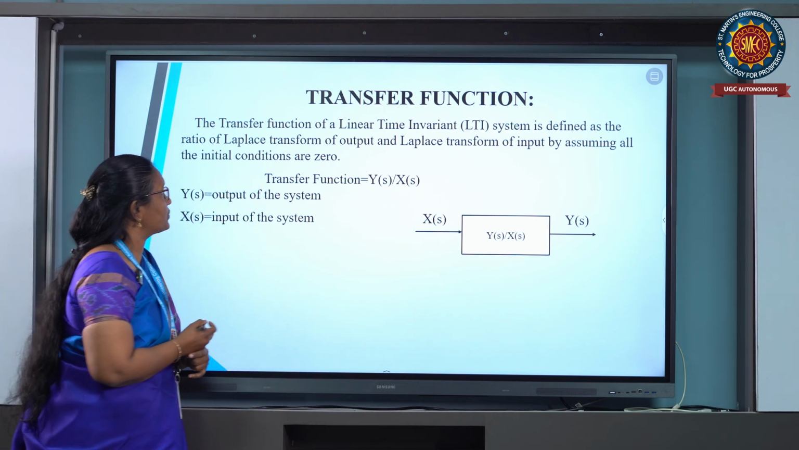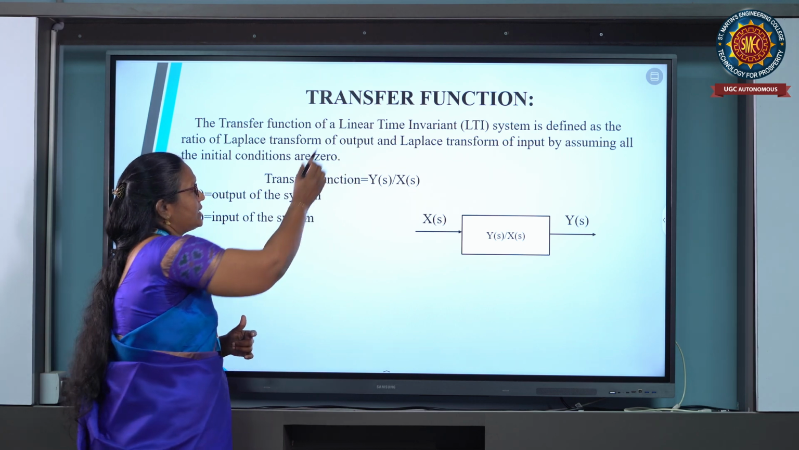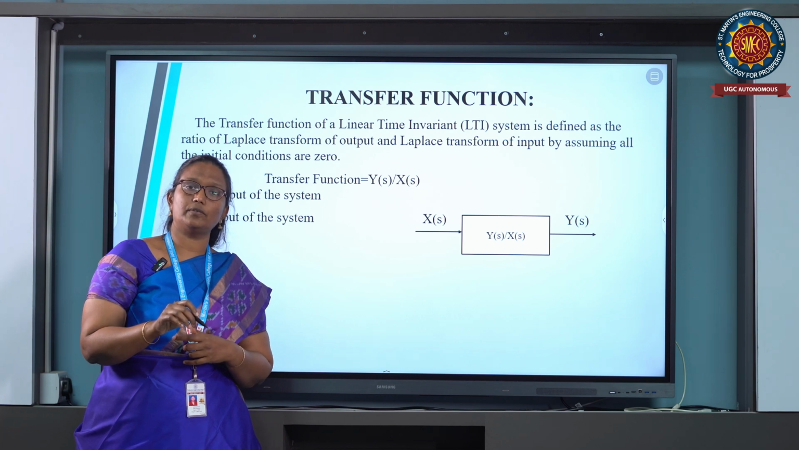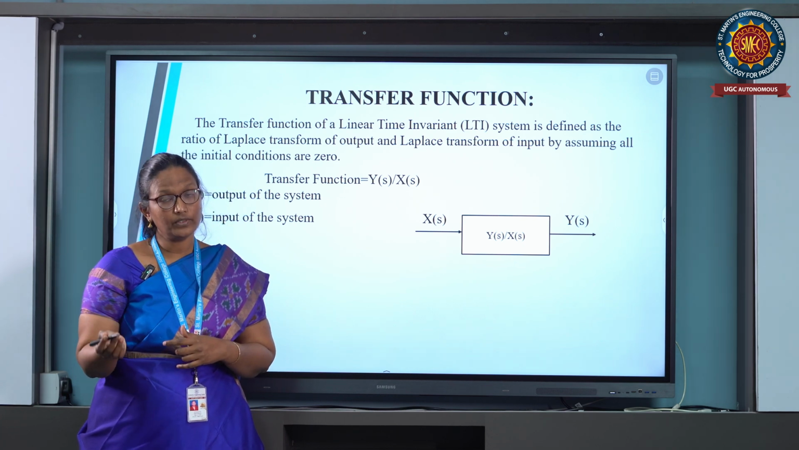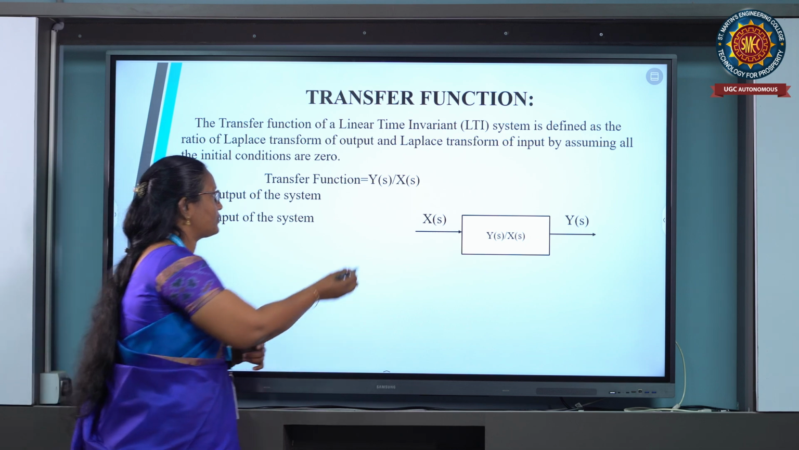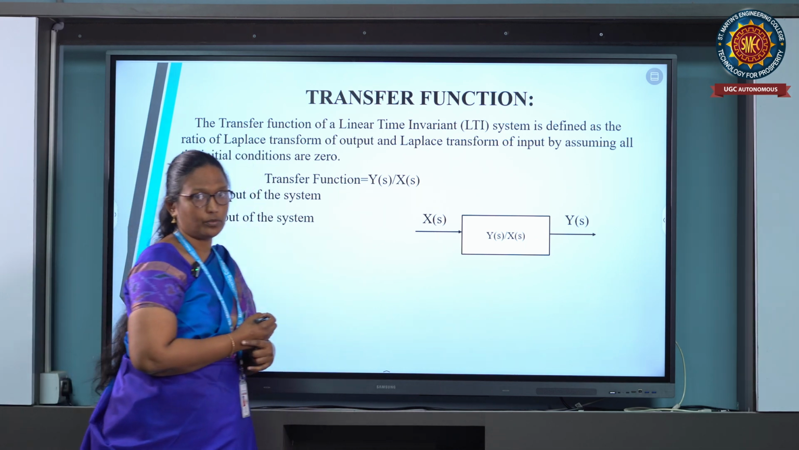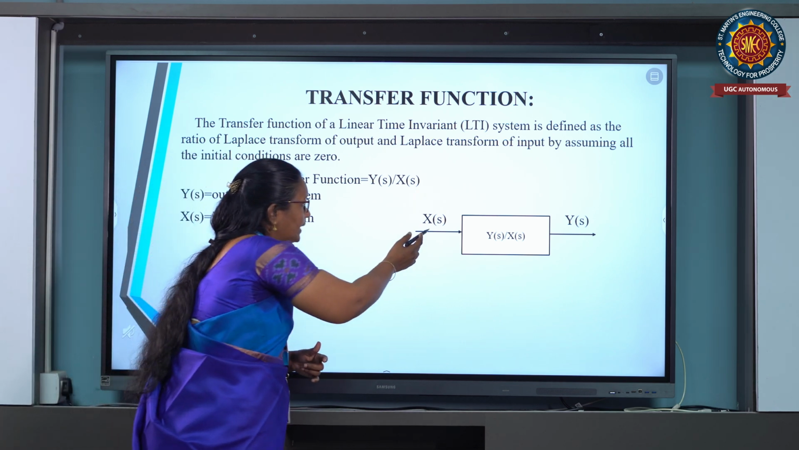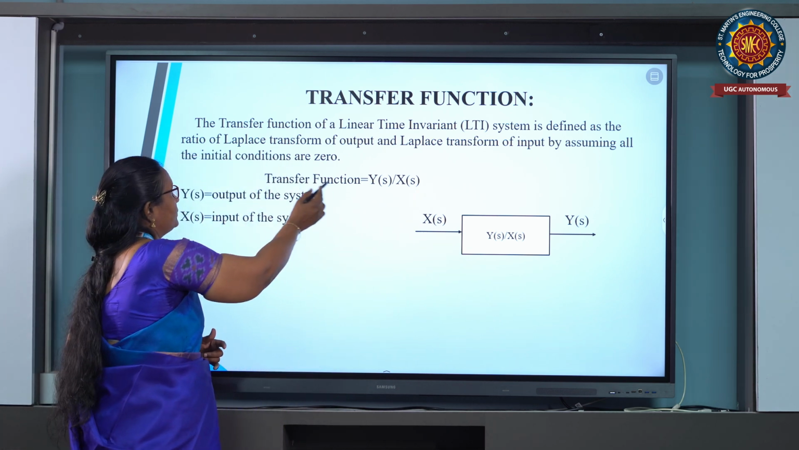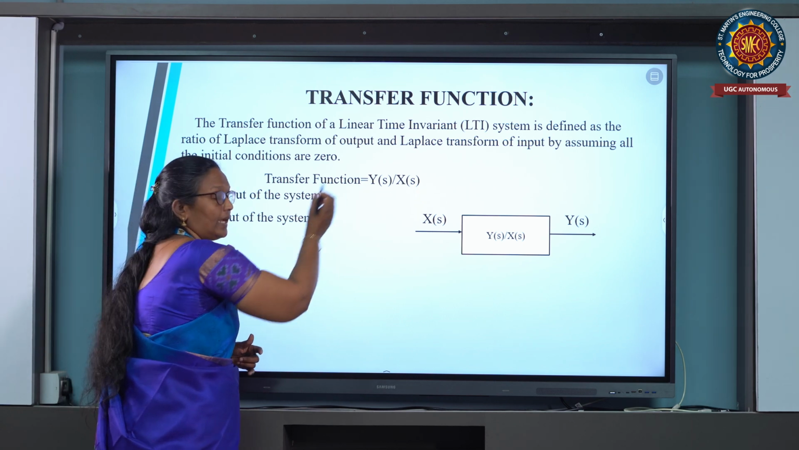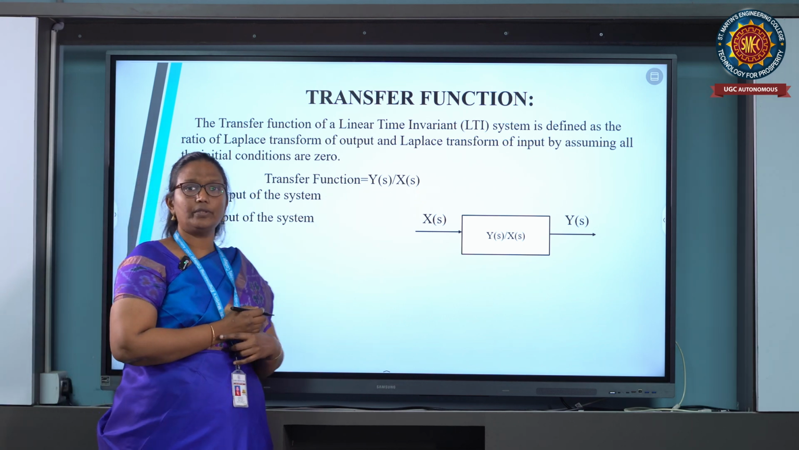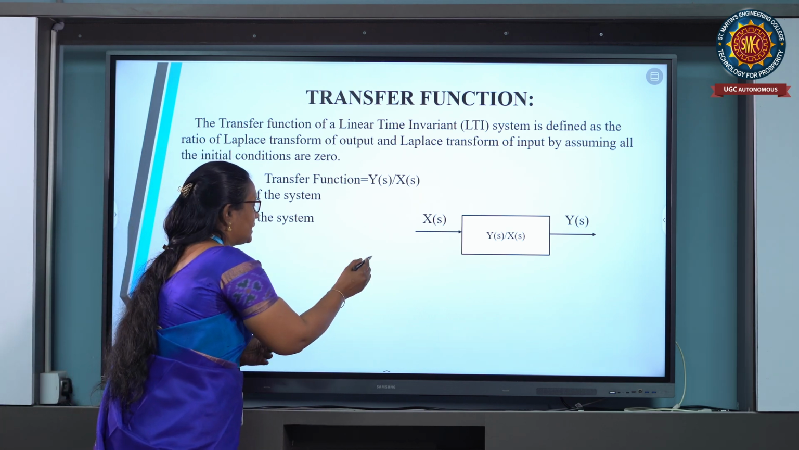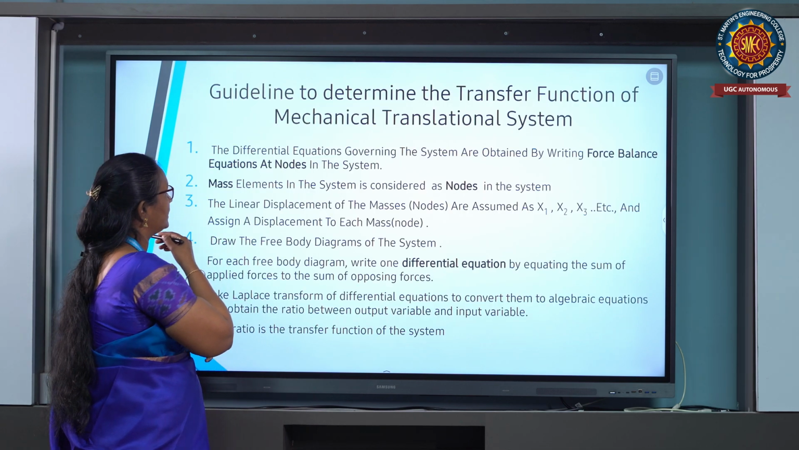We are defining the transfer function, in a linear time invariant system, as the ratio of the Laplace transform of the output to the Laplace transform of the input. Any Laplace transform we are defining in the S domain. So here the output is y of s and the input is x of s. So the transfer function is given by y of s by x of s. Now keeping all these three components together, we are going to write the transfer function of the main mechanical system.